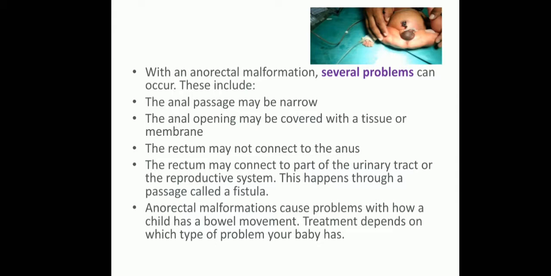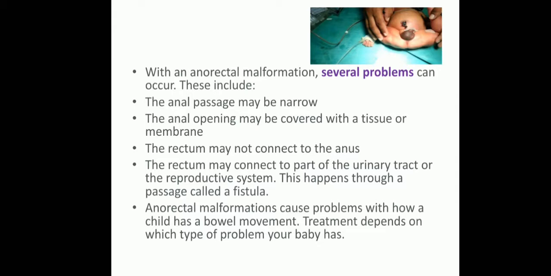The next condition is that the rectum may not connect to the anus. Sometimes the outside opening part of the rectum does not connect to the anus. Instead it is connected to another part, the urethra or vagina. Through that the baby may pass meconium, but we can't recognize where it comes from. Immediately after birth, the baby is passing meconium, but we don't know from where. These conditions are recognized late.